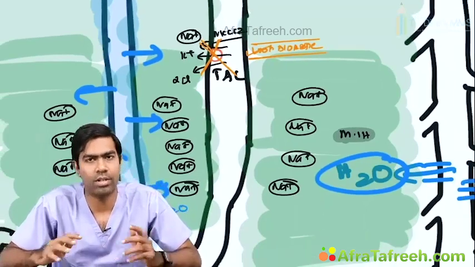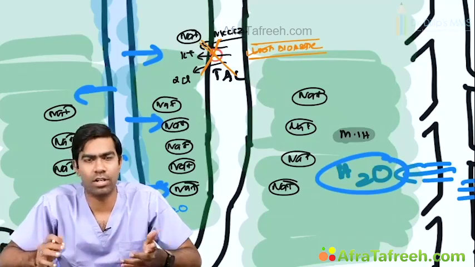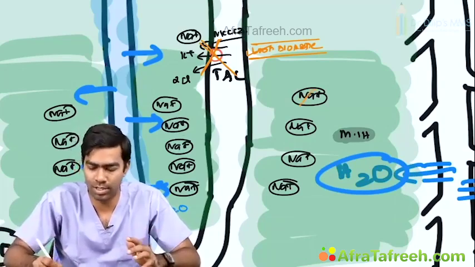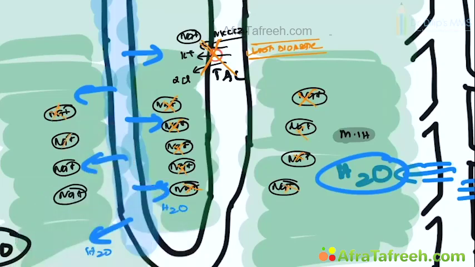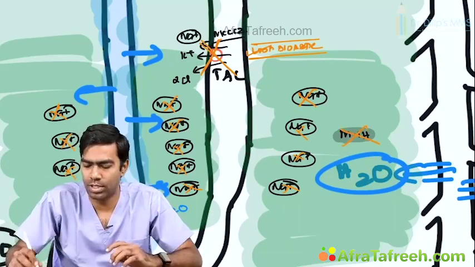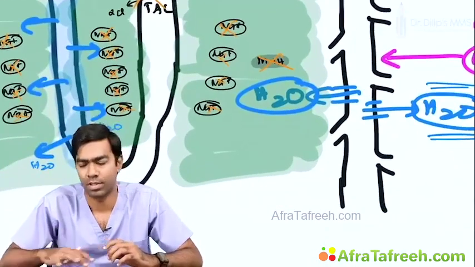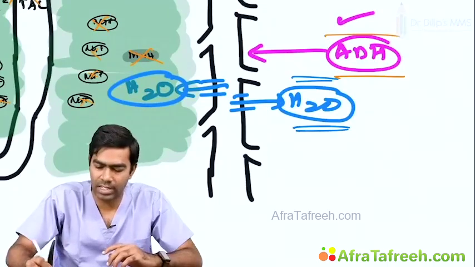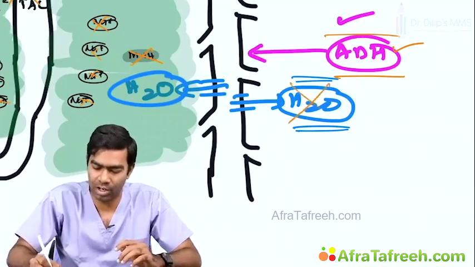So when you are going to give a loop diuretic, don't worry about whether urine is not getting concentrated or urine is not getting diluted. I'm not talking about that at all. The first thing you are going to lose is the medullary interstitial hyperosmolarity. This is what you are going to lose in the first place. So when you lose the medullary interstitial hyperosmolarity, remember, even in the presence of ADH, even if you have sufficient ADH, they cannot reabsorb this water.